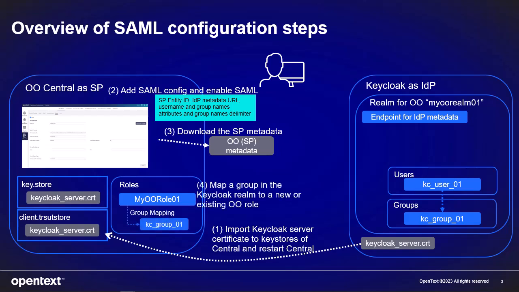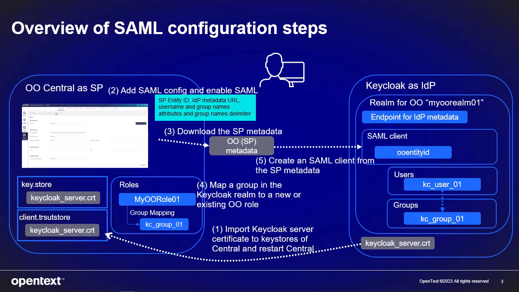Next, map any group of the realm for OO on the Keycloak side to an existing or new OO role. Then, import the downloaded SP metadata into the realm for OO on the Keycloak side to create a SAML client. Finally, make some changes to the configuration of the SAML client you have created.